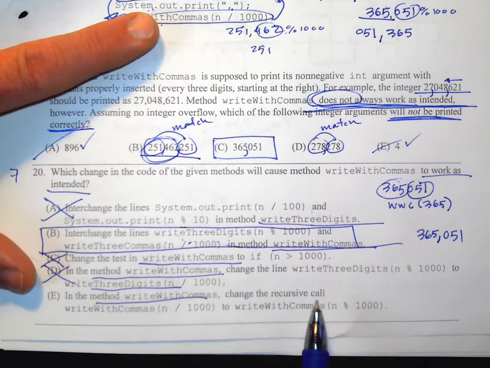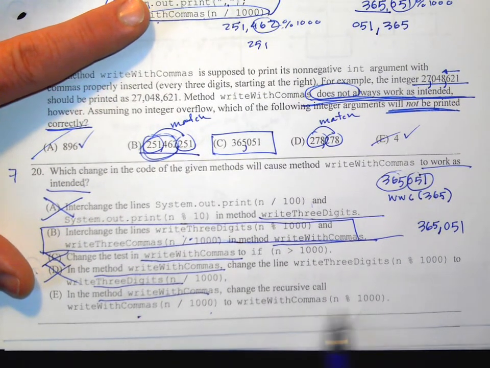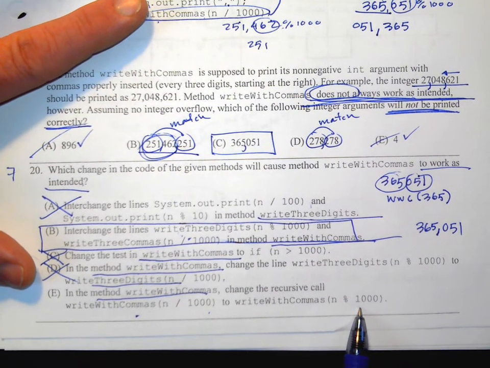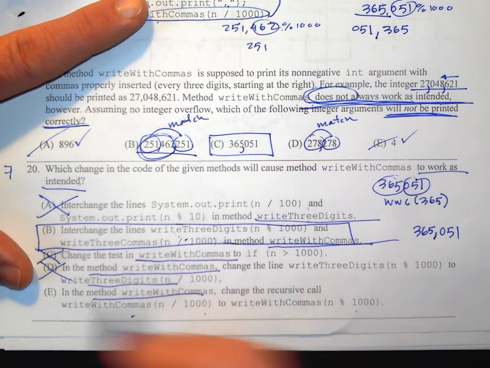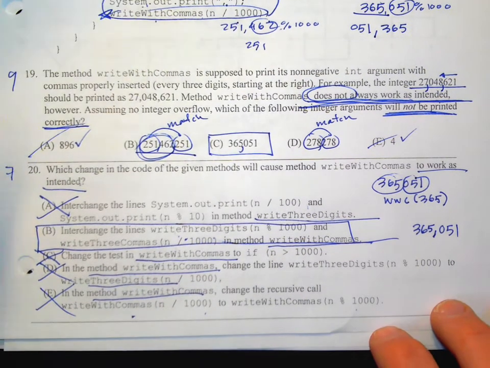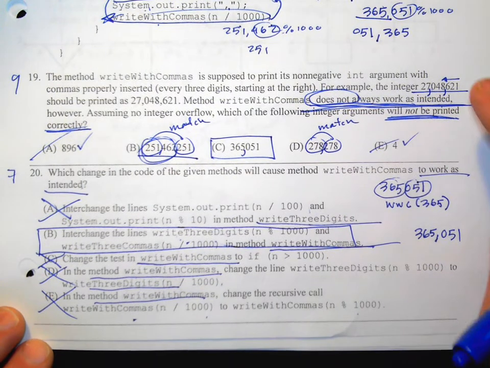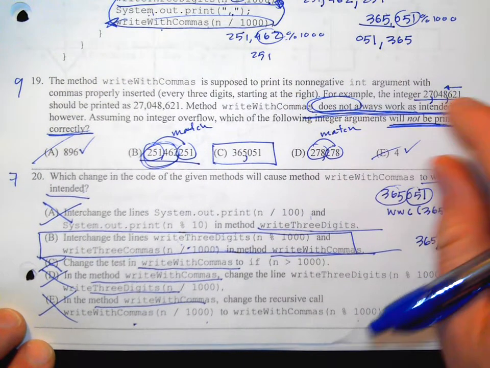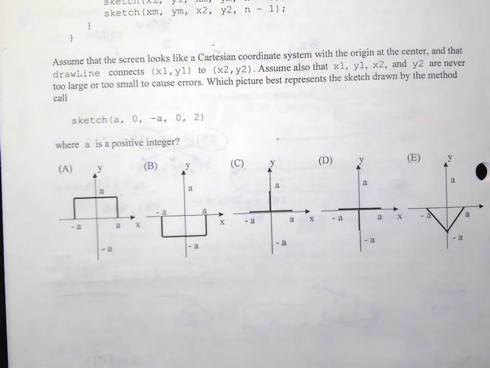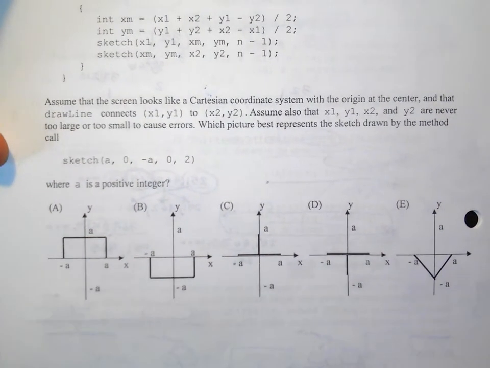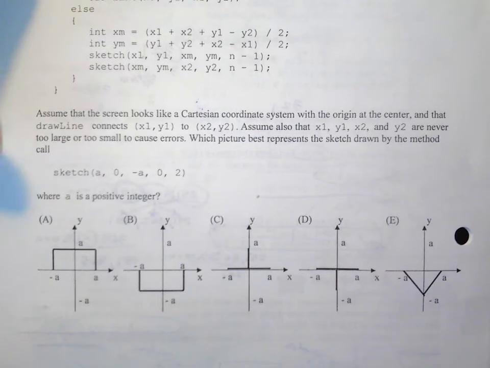Change the recursive call write with commas to write with commas of n modulus 1,000. No, because that's just going to give the last chunk every time, no matter what. That's not going to work. So I think that was a tough one, and I had to work it out to really even start to see what was going on. I think that was a pretty challenging problem. The last one I think is kind of challenging also. I don't think it's as bad, but I think it takes a lot of focus and detail.